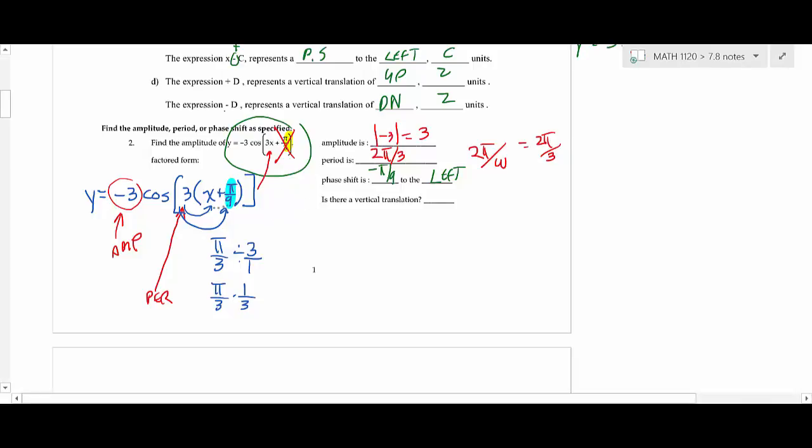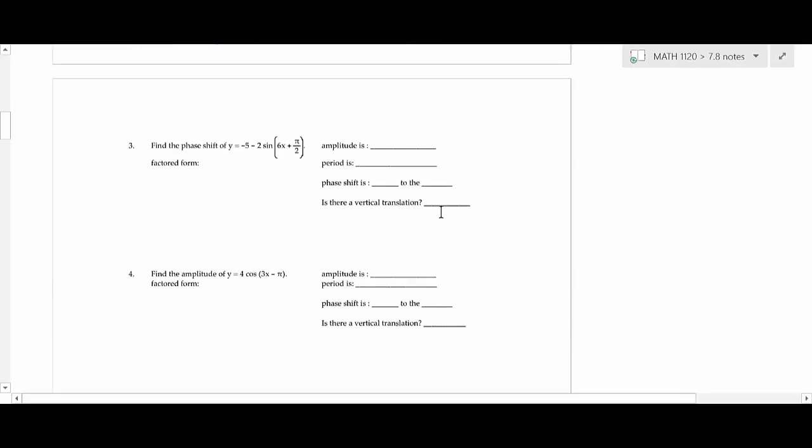Okay, does this function switch up or down? Is there any number making it go up or down? No, because it'd have to be at the end, wouldn't it? So there is nothing there. There's none there. Okay, so that's the first goal of this section, is being able to identify all the key points of your trig function. Okay, is everybody following that okay? Okay, let's do one last thing, and then I'll let you go, okay?